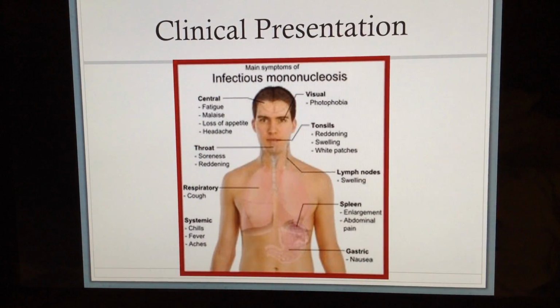So here's a picture of some of the symptoms that a patient can have for infectious mononucleosis or from the Epstein-Barr virus. You can see it's pretty systemic, it kind of infects all the systems of the body. Patients often look a lot sicker than this guy, but there are a lot of signs and symptoms.